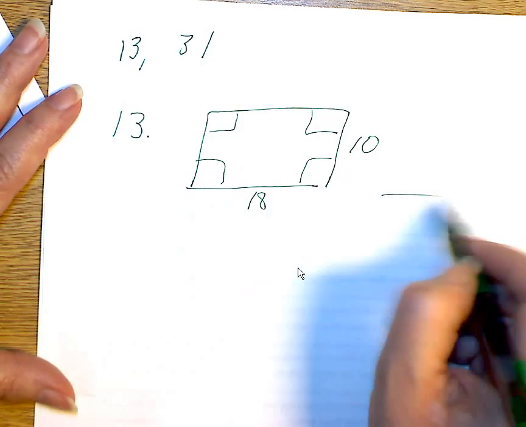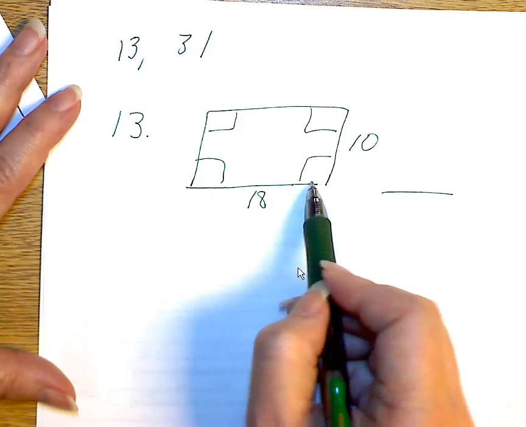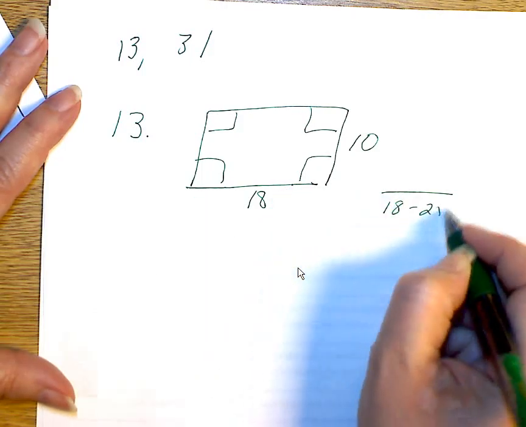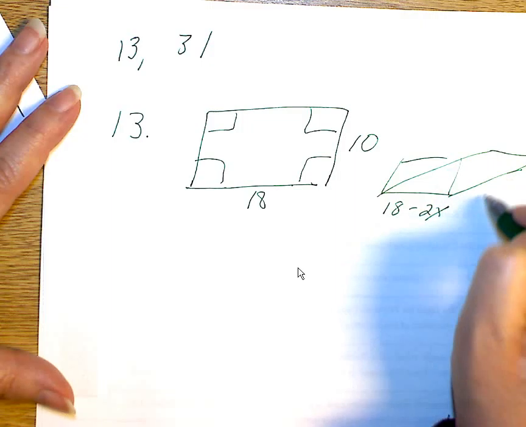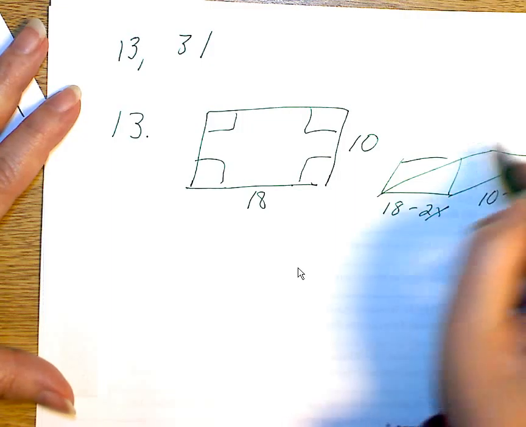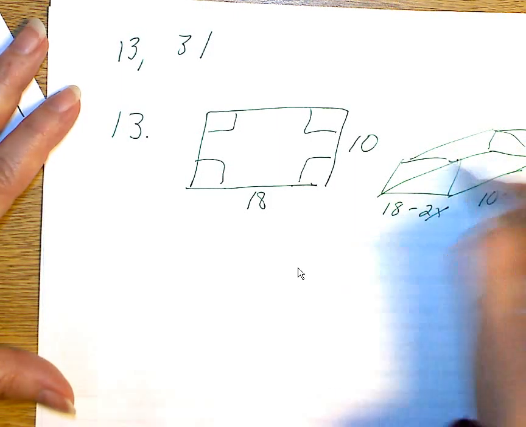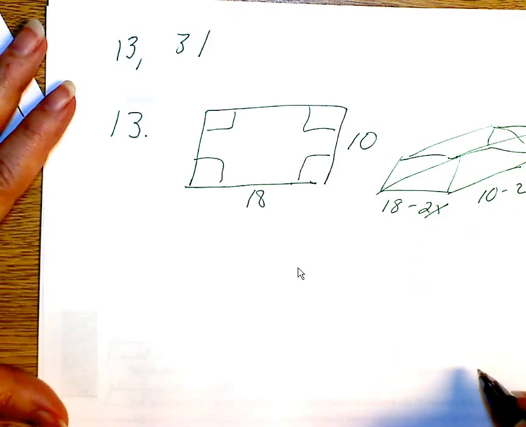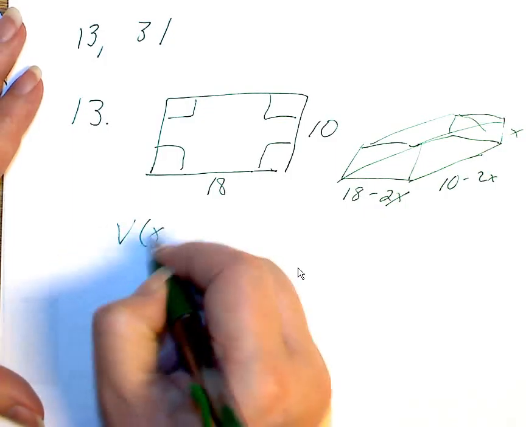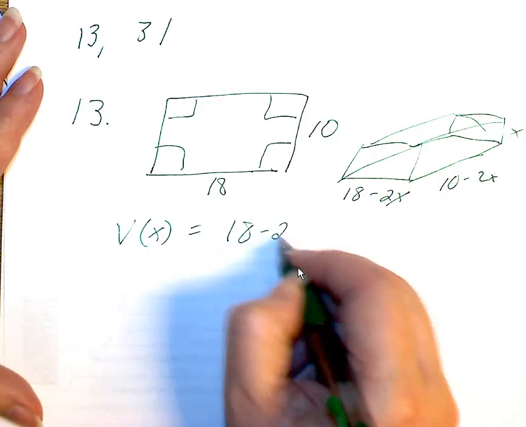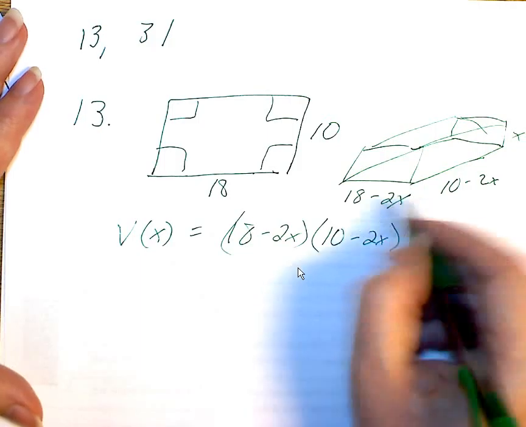So the length of this box now will be 18 minus 2x. The width of the box is 10 minus 2x, and the height is x. That's a horrible box, sorry guys. So that means I'm going to multiply for volume. I have to multiply 18 minus 2x times 10 minus 2x times x. Length times width times height.